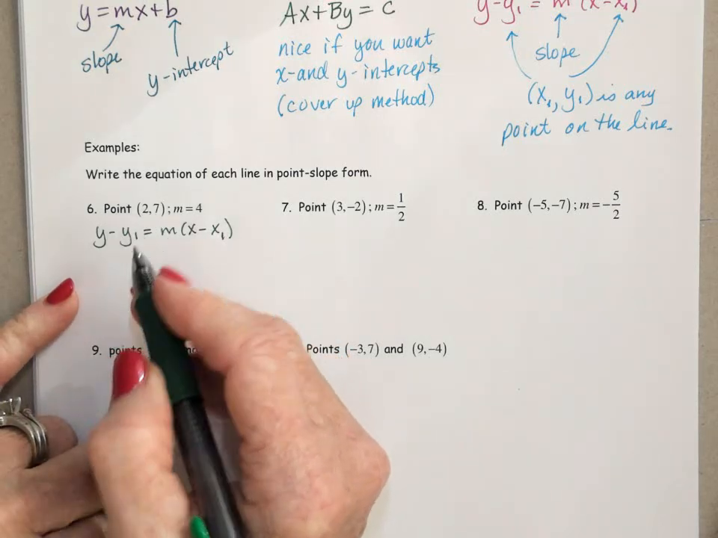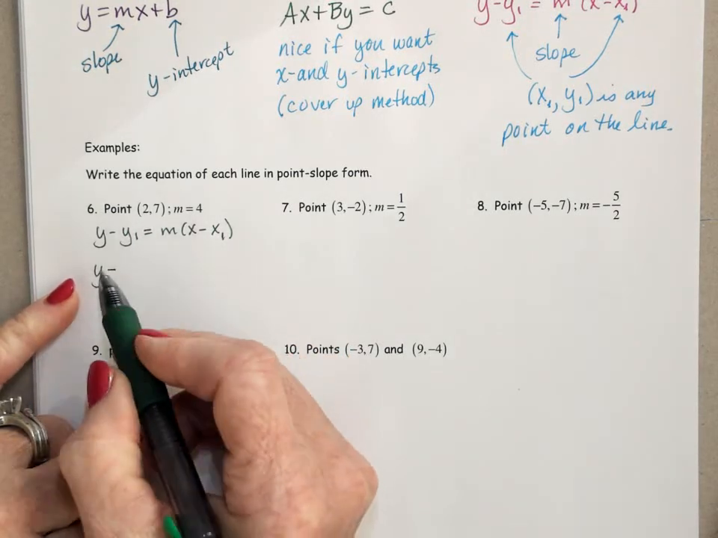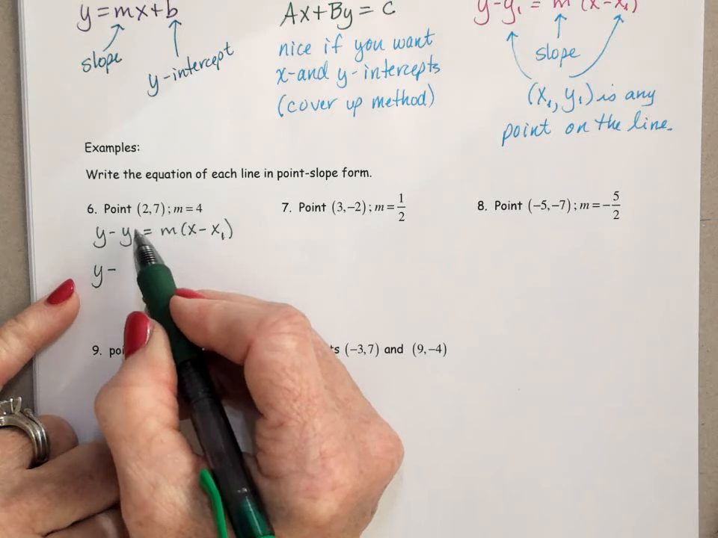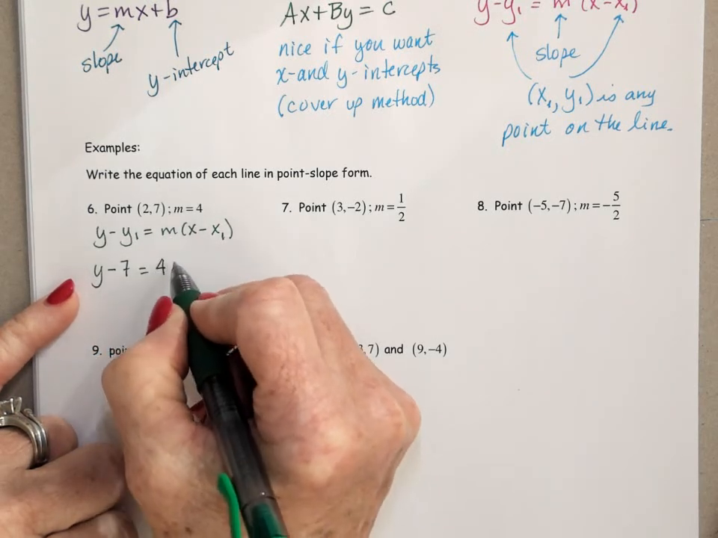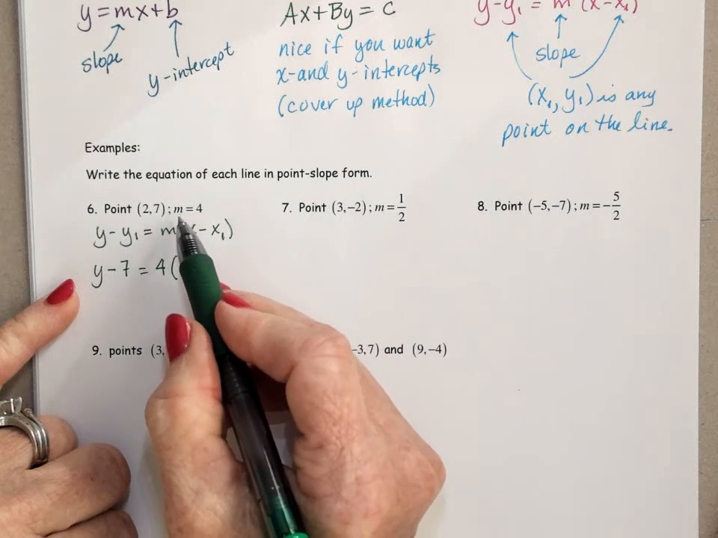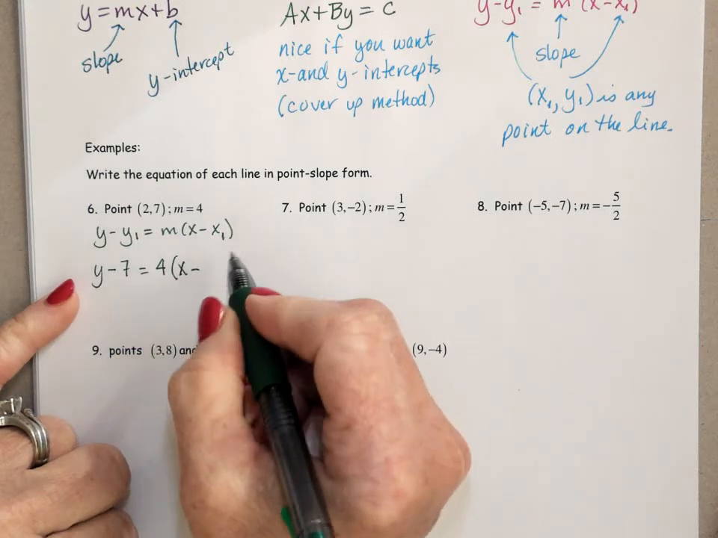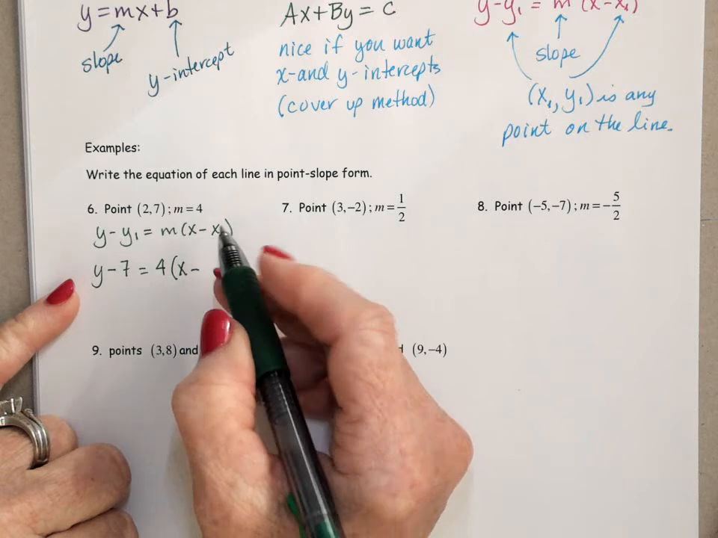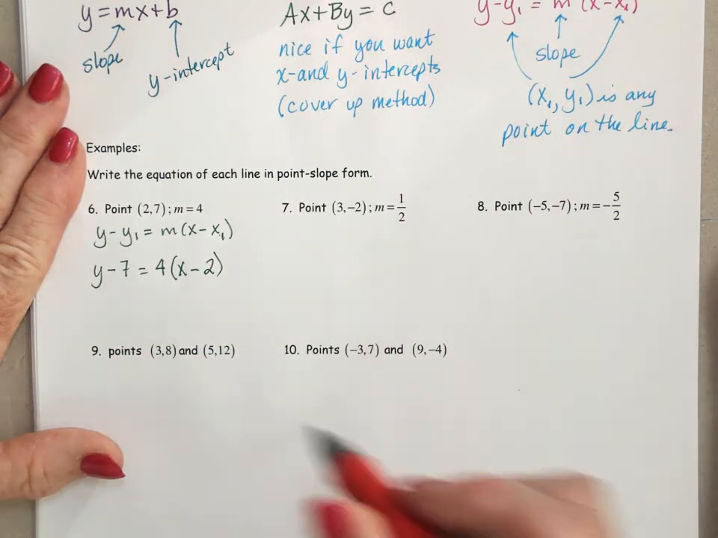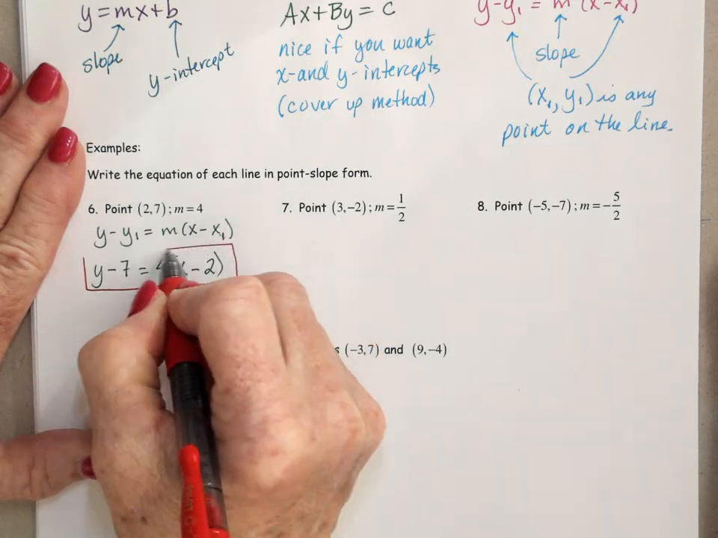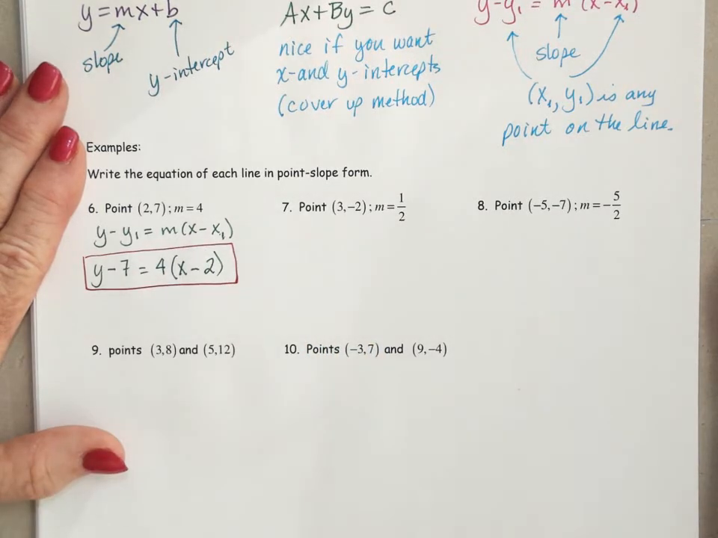The point is (2, 7). So here's y minus the y value of the point, 7, equals slope 4 times x minus the x value of the point, 2. That's it. Done. Nothing to rearrange, nothing to simplify. That's it.